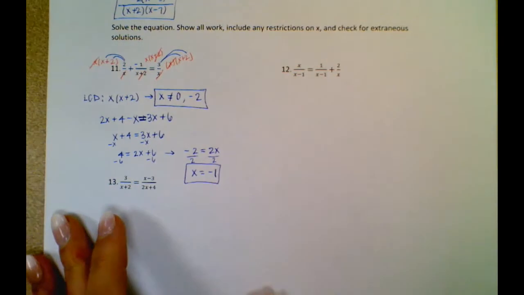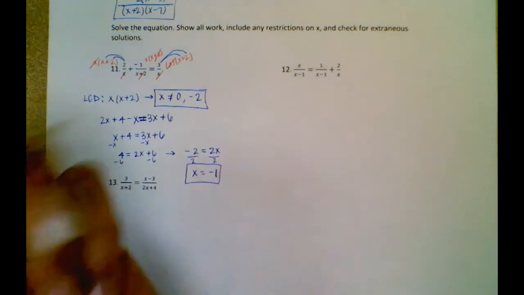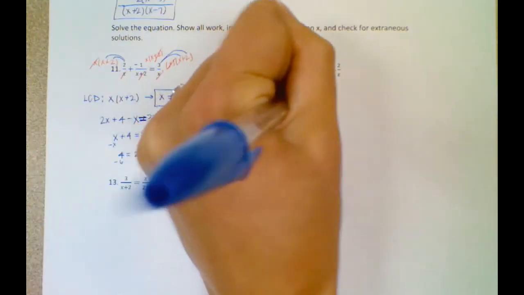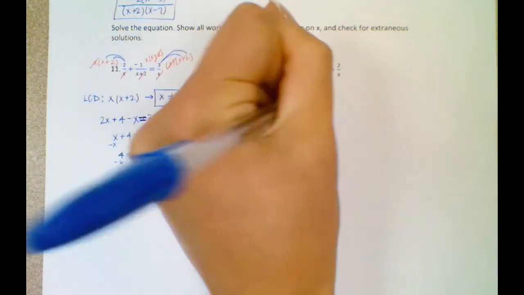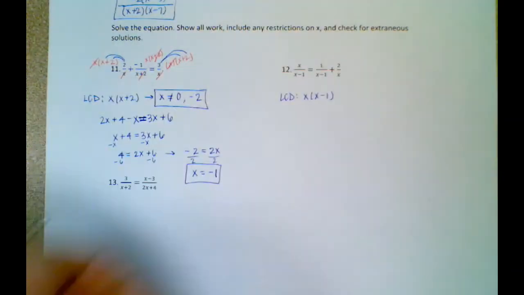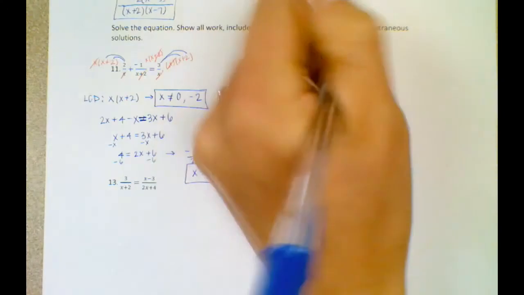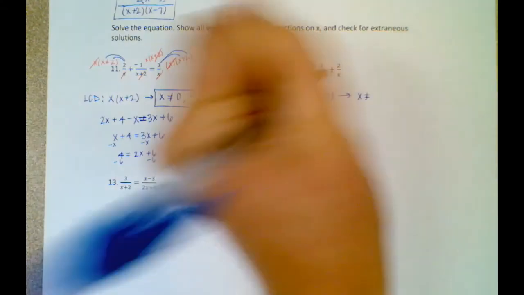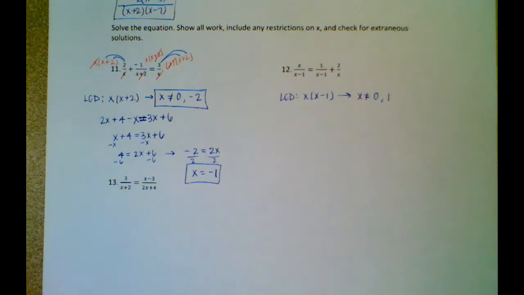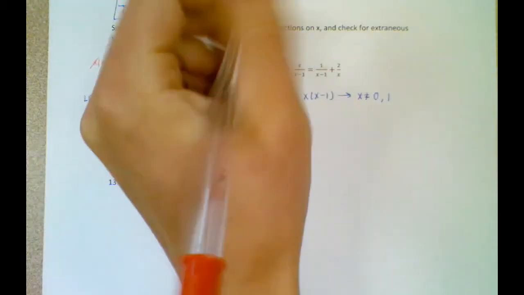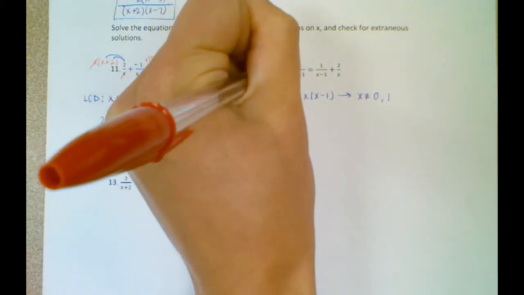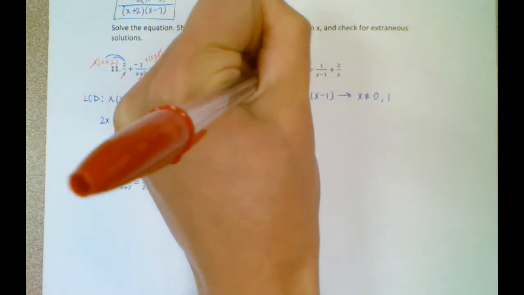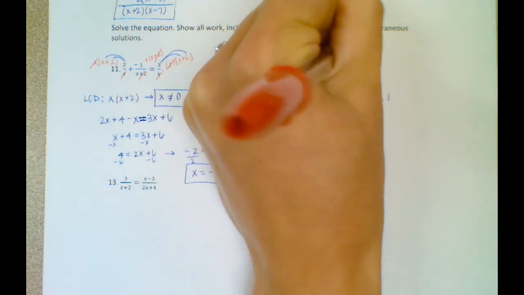Alrighty, 2 more. Number 12. What's our least common denominator? We don't have to factor anything, so it looks like it's just x and x minus 1. That's it, right? So that means x cannot equal 0 or 1. So let's multiply everything by that least common denominator. Whoopsies. X times x minus 1.